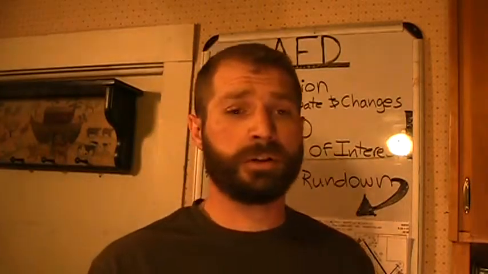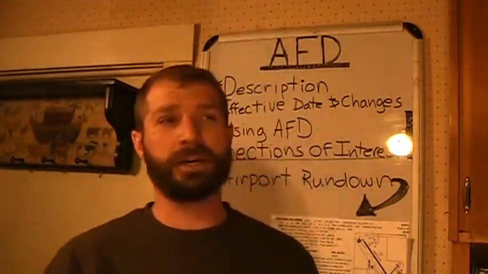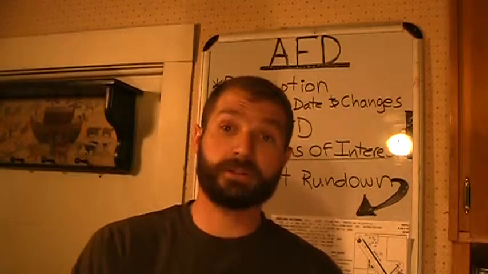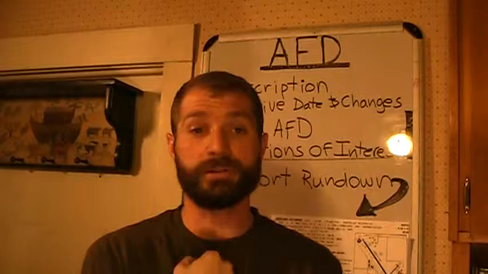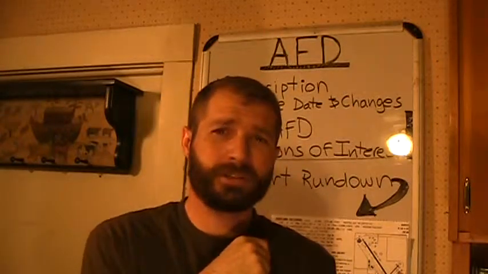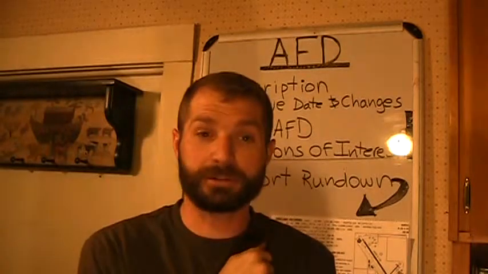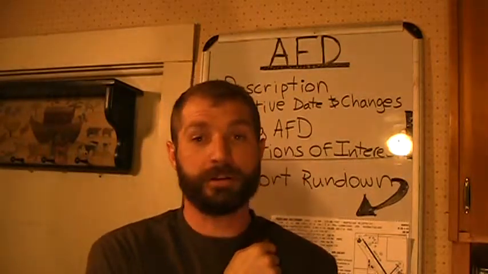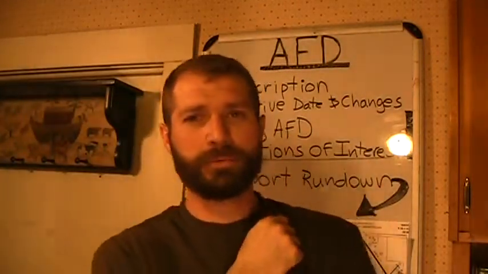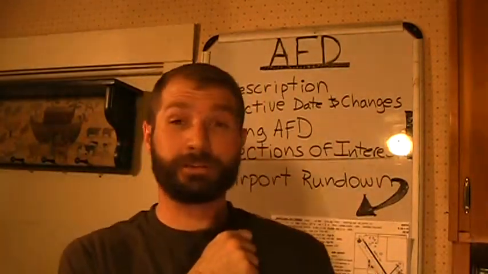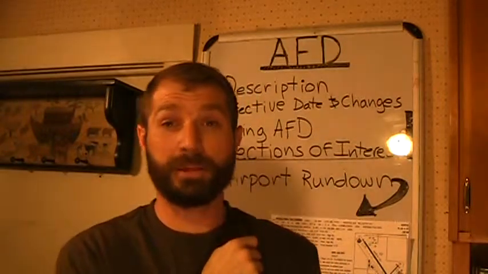All right, so in review, we have the AIM description of the AFD. We talked about effective dates and changes, using the AFD and some of the handy things that it provides us in order to be able to do that easier. The sections of interest, which may or may not be useful, but I thought some of those things were interesting, and a breakdown of the airport. The last thing we're going to go through, there's a couple little questions we have just to check and see whether you're picking this stuff up or not, is how often is that AFD updated?